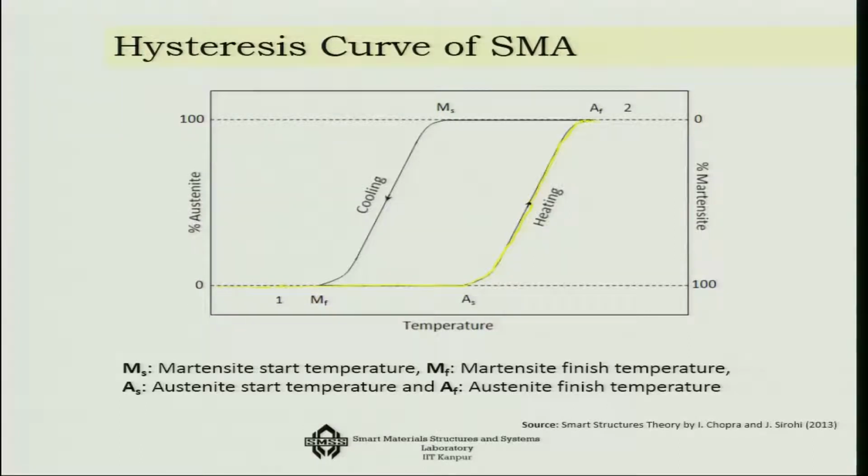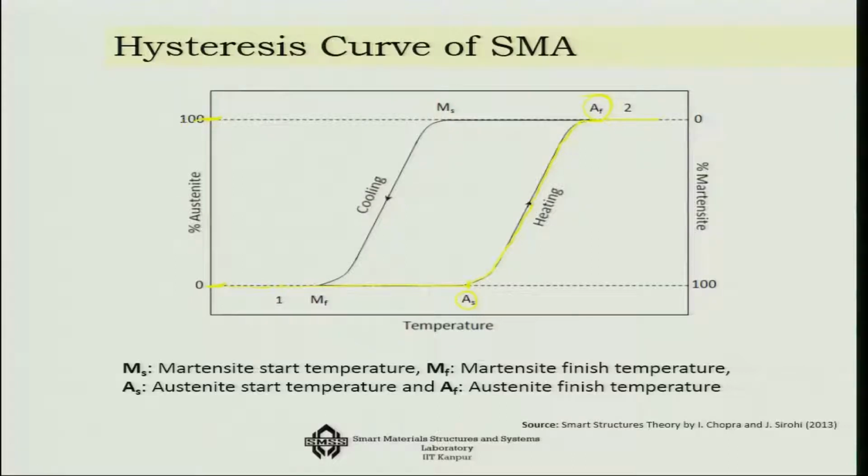So, it is taking the BCC form. So, as this is starting at AS, and at AF this is over, the austenite finish temperature. After that, if I increase the temperature, it will be 100% austenite. So, 0% austenite initially, and after AF it will become 100% austenite.